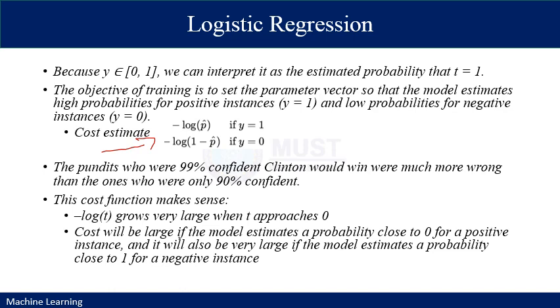This cost function is very useful because minus log of probability grows very large as the probability approaches 0. So the cost function will be large if the model estimates the probability close to 0 and the actual target is close to 1. So again, it works on the probability of your prediction.